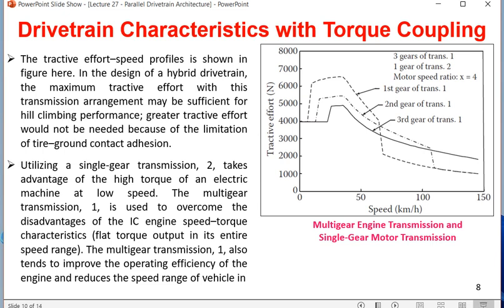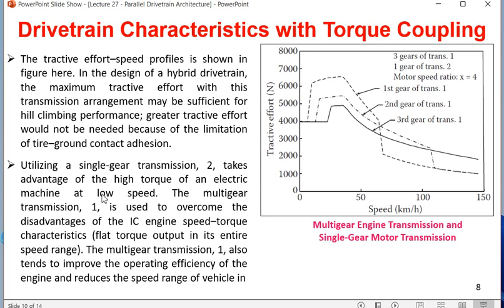So you are finding that motor speed is maximum around 150, and as motor speed ratio x is equal to 4, that means highest base speed in case of first source is 150 by 4, so that is around 35 to 40 km per hour. Utilizing a single gear transmission 2 takes advantage of the high torque of an electric machine at the low speed.